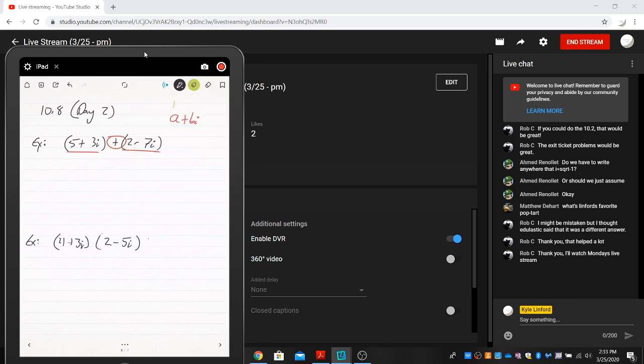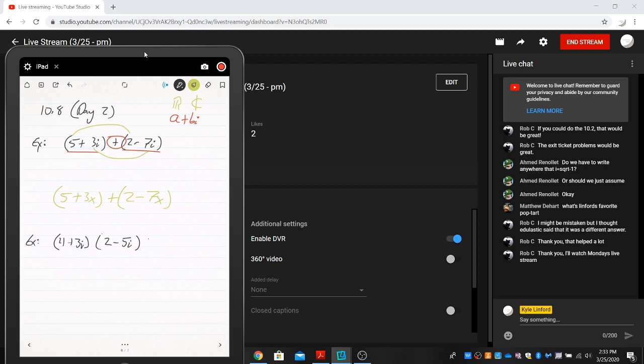The a part here is the real component, and the bi is the complex component. So when you go and add complex numbers together, we're actually going to add the real components, and we're going to add the complex components. This should be identical to when you would work with polynomials. You would just add the like terms.